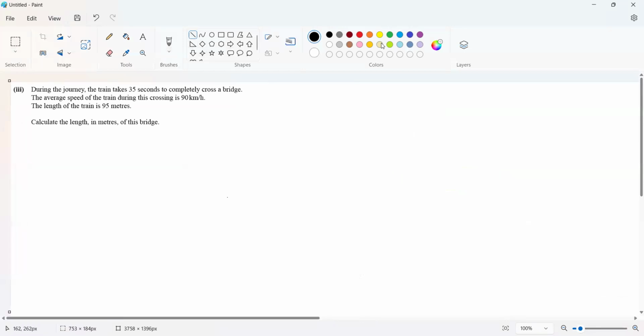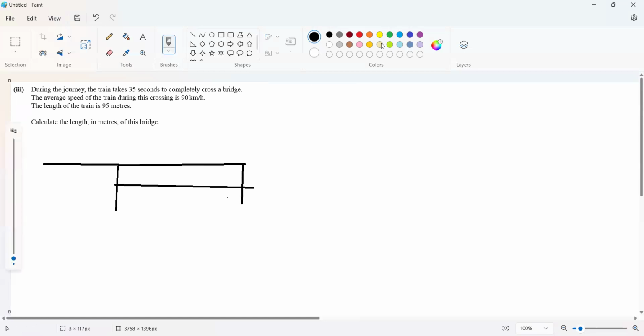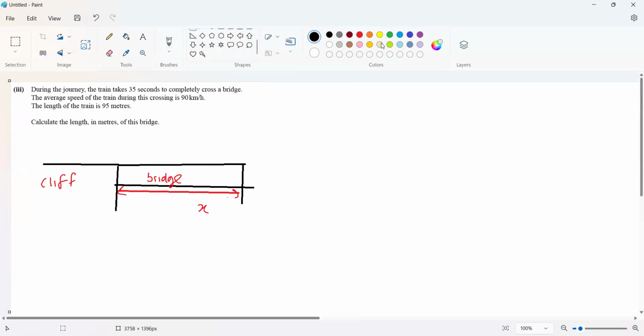In other words, we need to look at the perspective of the bridge and the train. Now, at this point we are going to pretend that this one is like the cliff and this is the bridge, right? The bridge has a length of x. Let's just pretend that it's x here, and then this is the other side of the cliff.